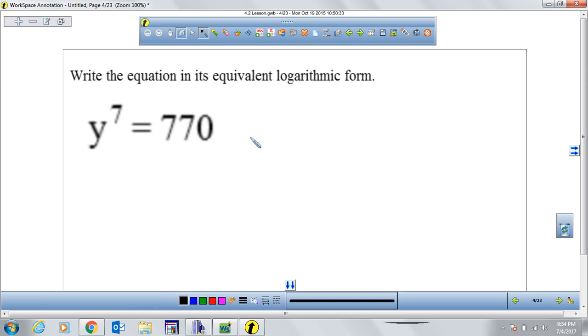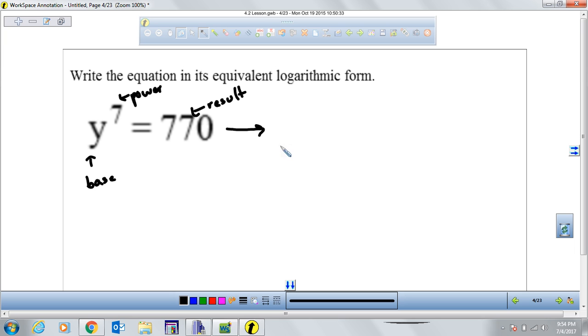To write it in logarithmic form, we're going to do the exact same thing. Now we know that this is the base right here, and this is the power, and this is the result. So when we write any expression in logarithmic form, the number on the other side of the equal sign is going to be the power. Then we have the log. The subscript on the bottom is going to be the base. And the number right next to the logarithm is going to be the result.